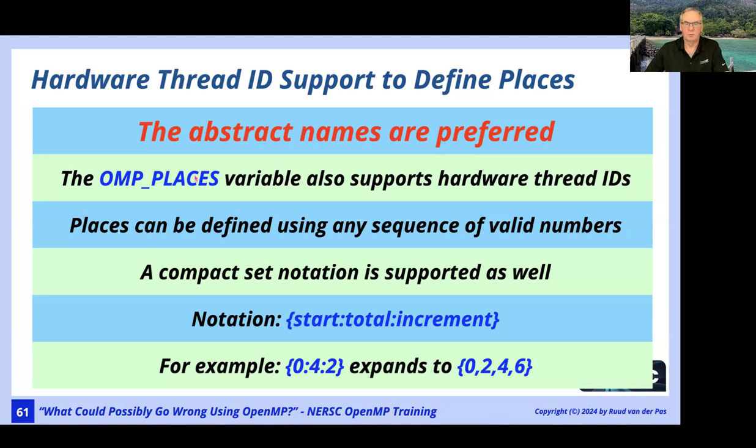So that means that for whatever reason, my place, and you can have multiple places, but that's a place where you tell the runtime system, I don't care. You could run on 0, 2, 4, or 6. I don't care, but it has to be one of those.